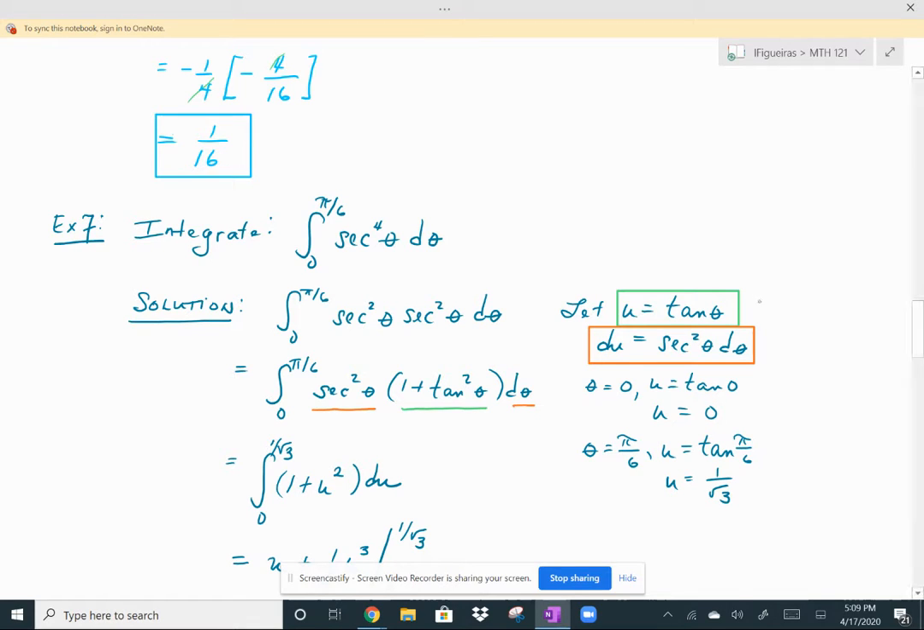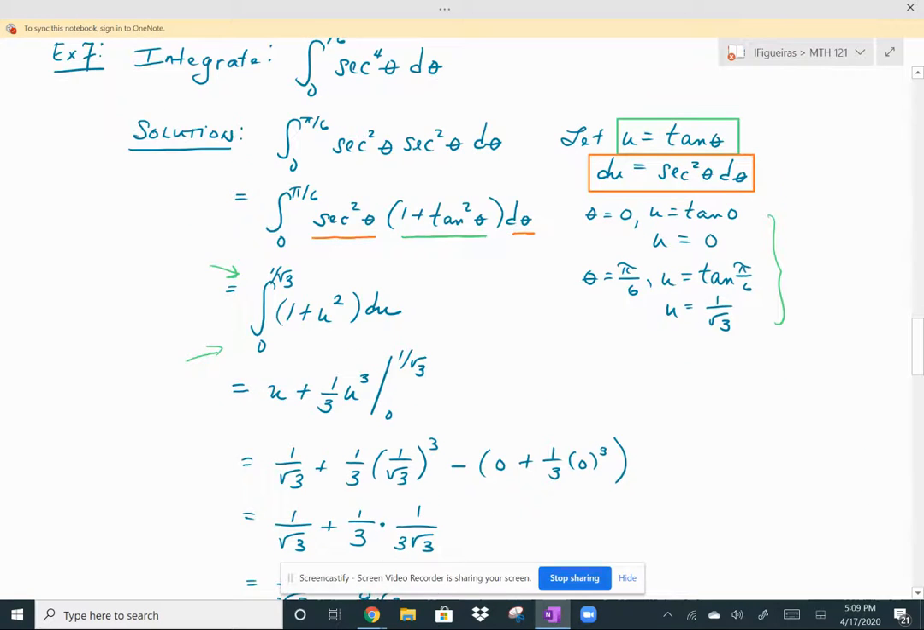So a good choice is to make u equal to tangent, because then my differential du is secant squared d theta. So I have it here in the orange box because that matches up with what I underlined in orange in my integral right here. And then here I reevaluated my limits. When theta is 0, tangent of theta is also 0, so that's my lower limit. And when theta is pi over 6, tangent of pi over 6 is 1 over root 3, so that's my upper limit.